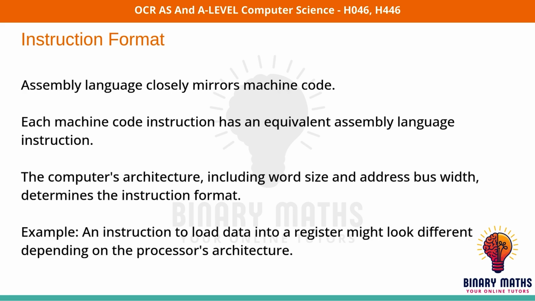Assembly language closely mirrors machine code, with each machine code instruction having an equivalent assembly language instruction. The computer's architecture, including word size and address bus width, determines the instruction format. For example, an instruction to load data into a register might look different depending on the processor's architecture. This close relationship between machine code and assembly language ensures that programmers can write efficient code that takes full advantage of the CPU's capabilities. Understanding the instruction format is essential for optimizing software performance and ensuring compatibility with the hardware.